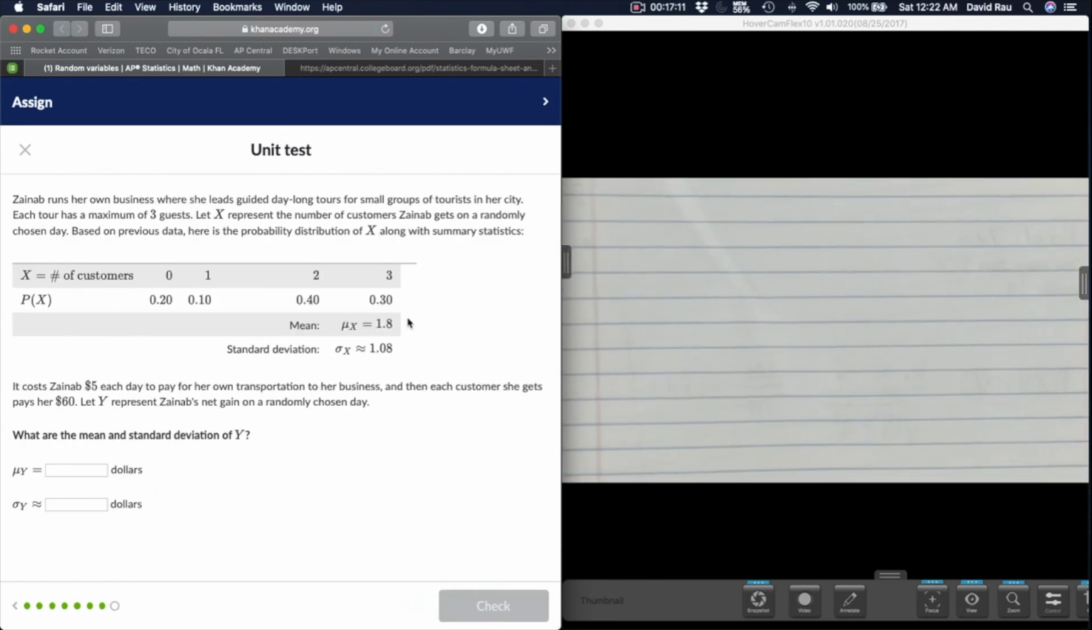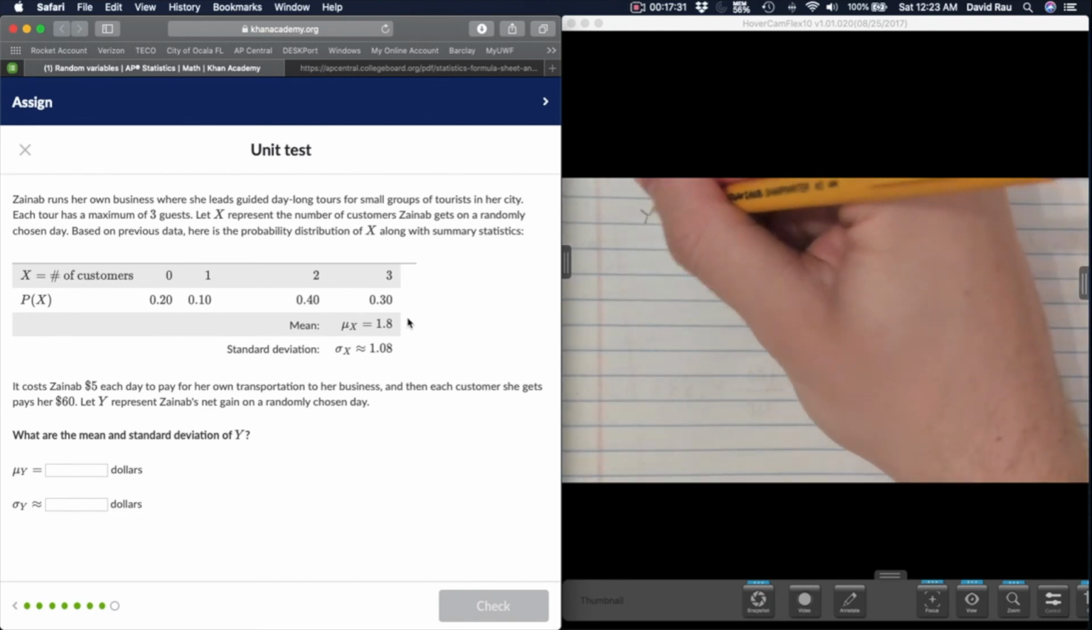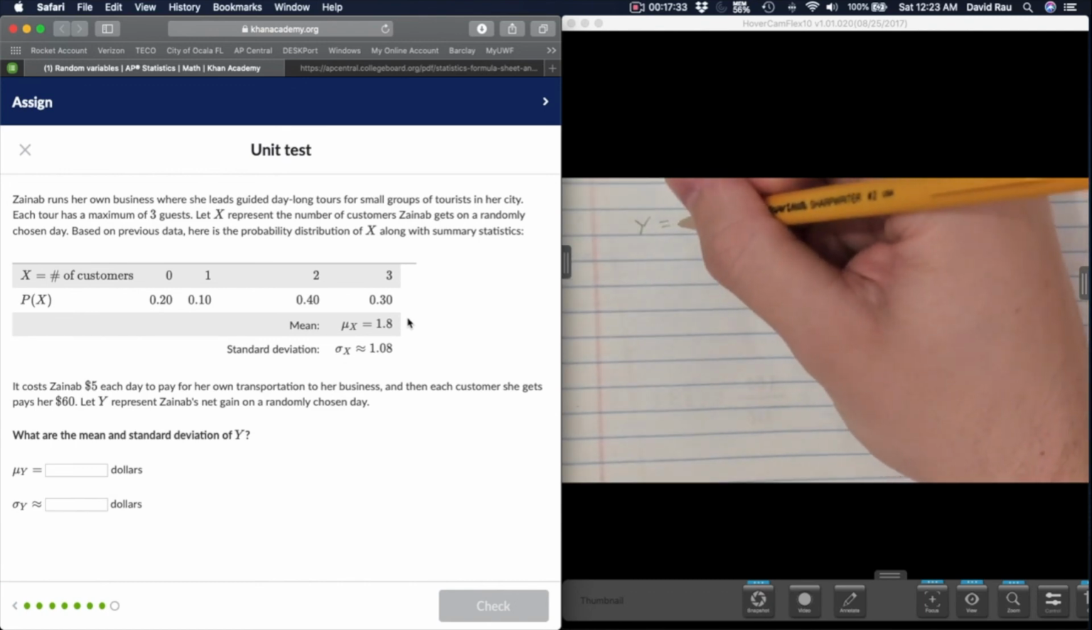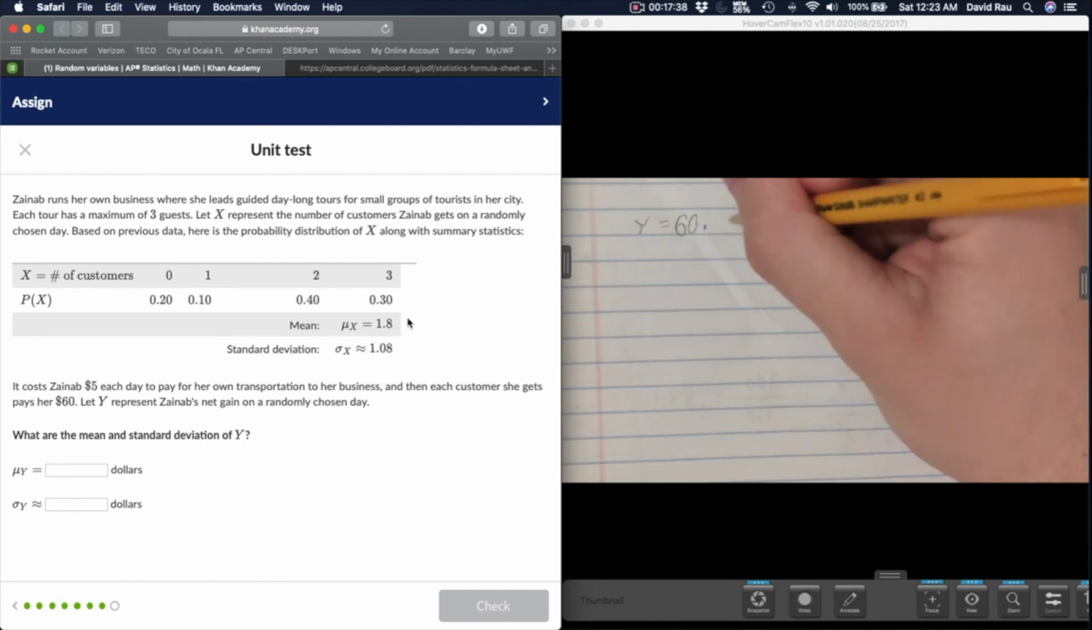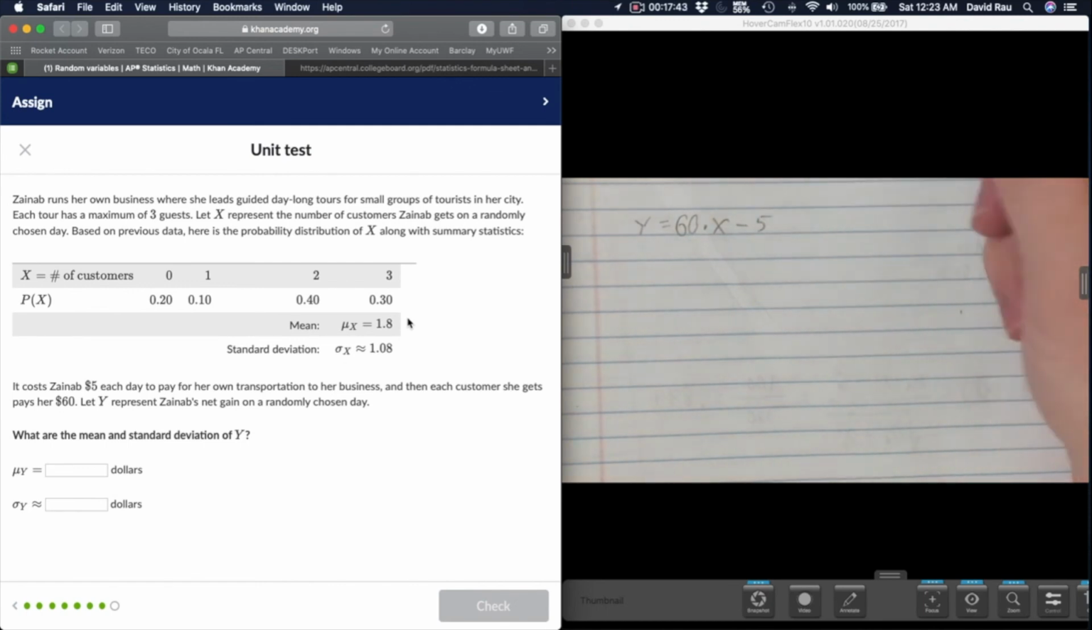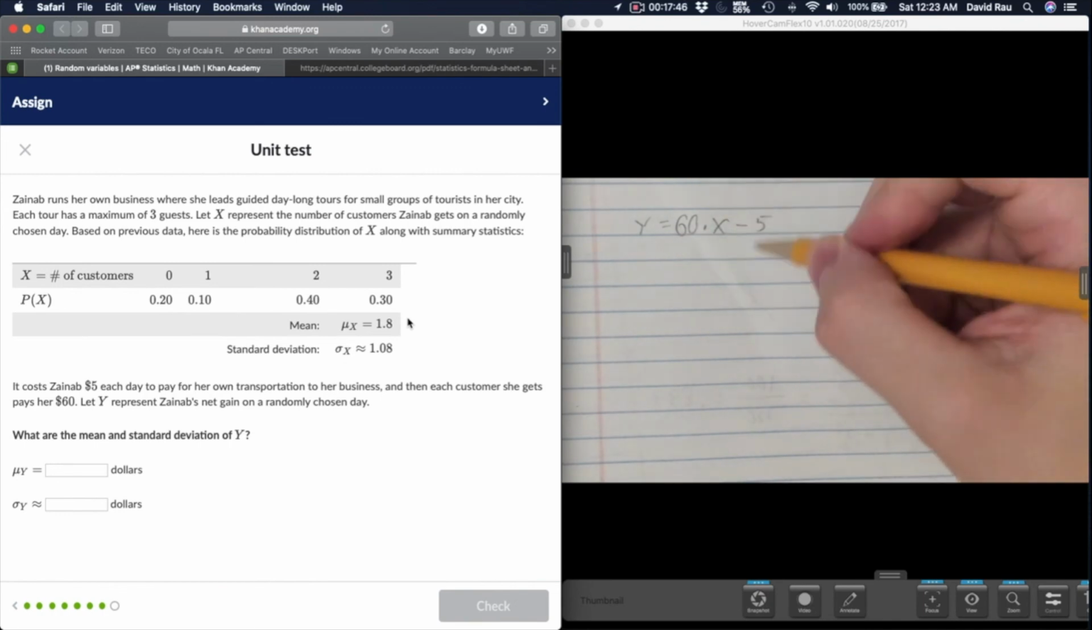All right, so the concept going on in this question is what we call linear transformation. So it says it costs Zainab $5 each day to pay for her own transportation, and then each customer she gets pays her $60. All right, so in other words, Y is her net gain, and what that equates to is 60 times her number of customers minus $5 each day. So that's how we're going to calculate this right here.